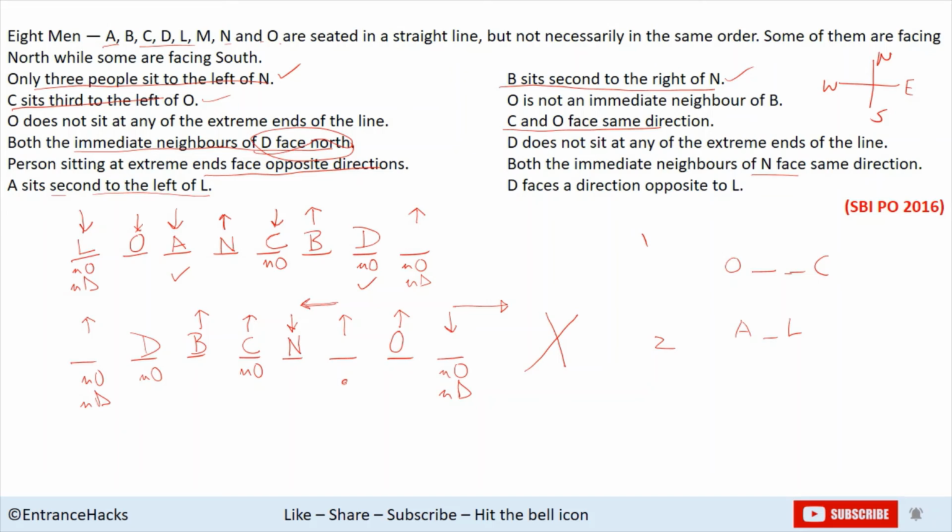Now we are left with just one person. So we can place that person here and that person is M. So M will sit here. We have the last statement which says D faces a direction opposite to L. L's direction is south here, so D's direction would be north. So this is our solution in option 1, which we will take forward and solve our coming questions.